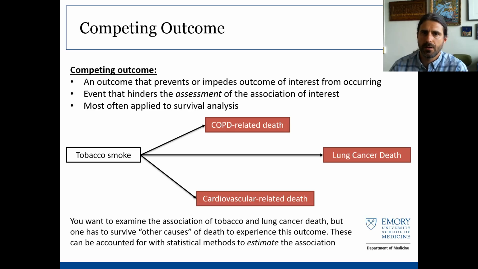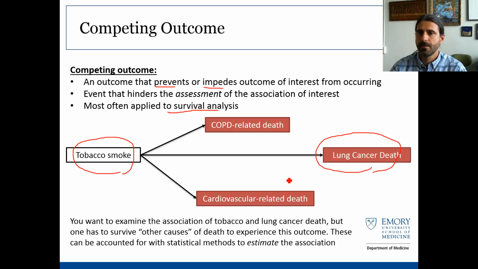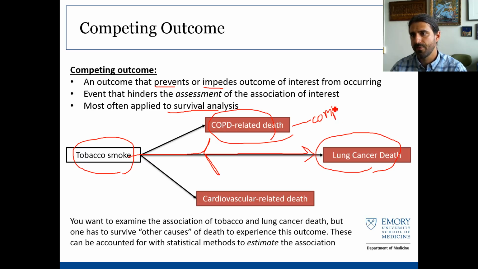So a competing outcome is an event that prevents or impedes the outcome of interest from occurring. In this sense, it's often described in survival analysis. If I am studying tobacco smoke and lung cancer death, you have to survive these other causes of death to even achieve this outcome. So if you have another cause of death, this becomes a competing outcome. It prevents the lung cancer death from happening.